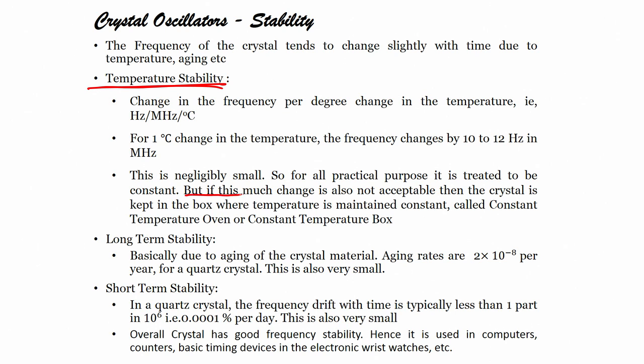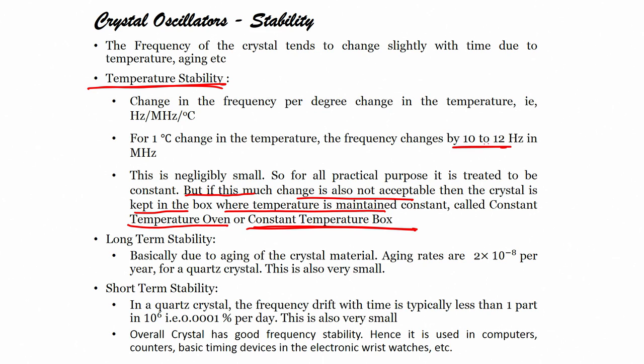But if this much change is also not acceptable, then the crystal is kept in a box where the temperature is maintained constant, called a constant temperature oven or constant temperature box. In some cases, even the smallest change in temperature will cause a little change in frequency, which is 10 to 12 hertz for 1 degree. So, for 2 degrees, it will be 24 hertz; for 3 degrees, 36 hertz, and so on.